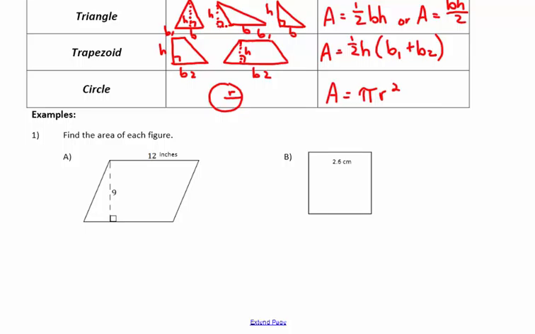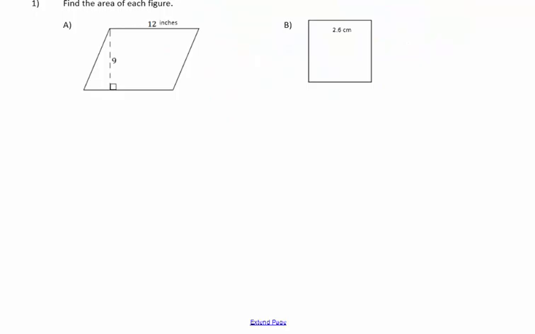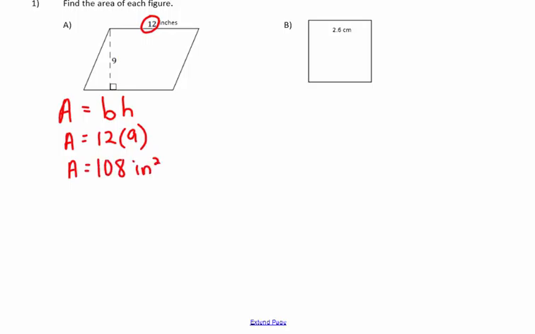So some examples for these, in case you're going along and need some assistance. This is a parallelogram, so we're going to use the base times height formula. The base is the same as the top as it is in the bottom, so that's 12. The height is 9. I would multiply these two together, get 108, and my label is inches squared.